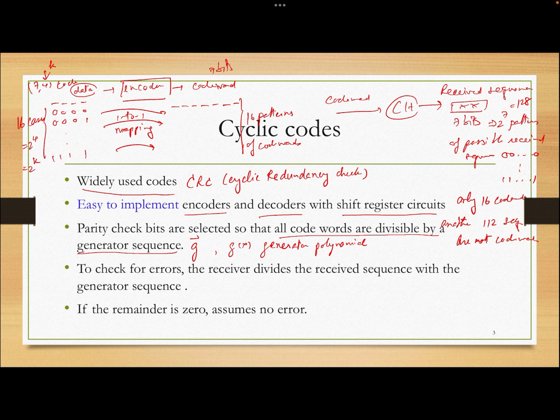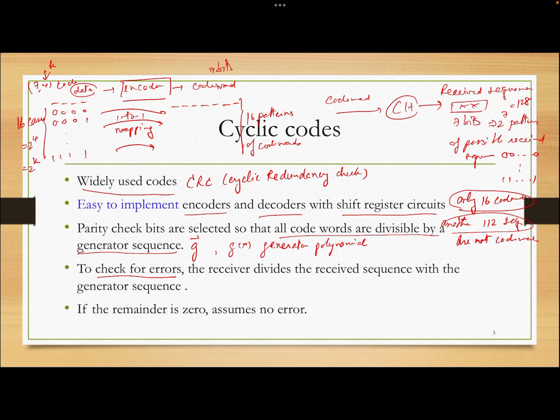So what does the receiver do? The receiver wants to check for errors. So the receiver will try to separate the 16 code words from other sequences that are not code words. If what it received is a code word, then it will say there is no error, assume no error. But if it knows that it is not a code word, then it is 100% true that there are some errors in the receive sequence.